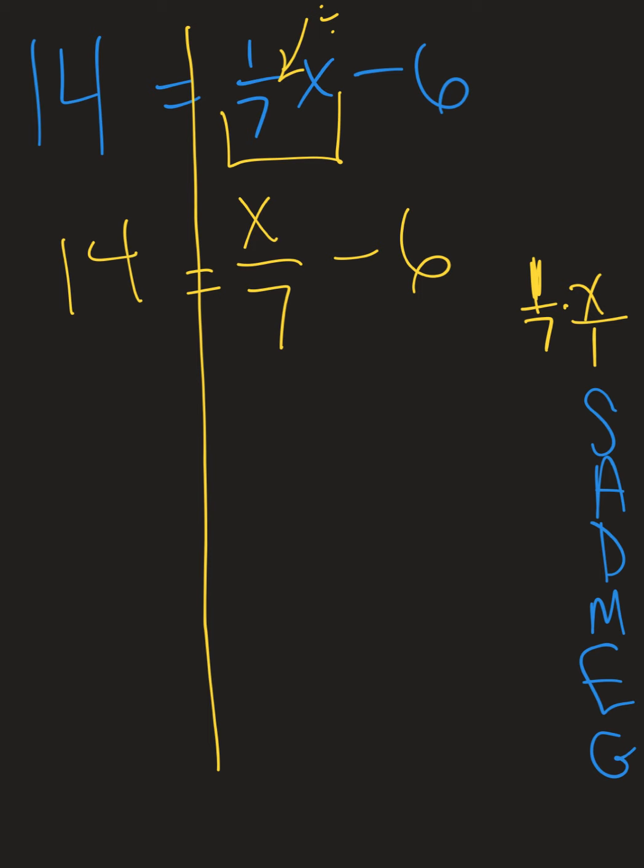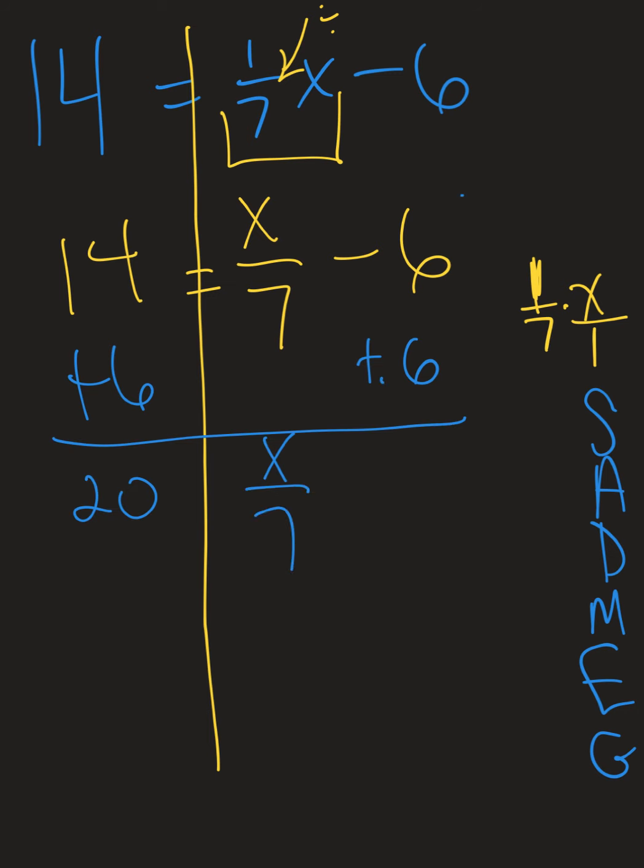I do have some subtraction that I need to remove. I'm going to do the opposite, which is addition. If I do it to one side, I do it to the other. I end up with 20 and x over 7 because negative 6, positive 6 cancels out. Now the inverse of this division is multiplication. So I am going to multiply x times 7. This gives me 7x over 7, which of course simplifies out.